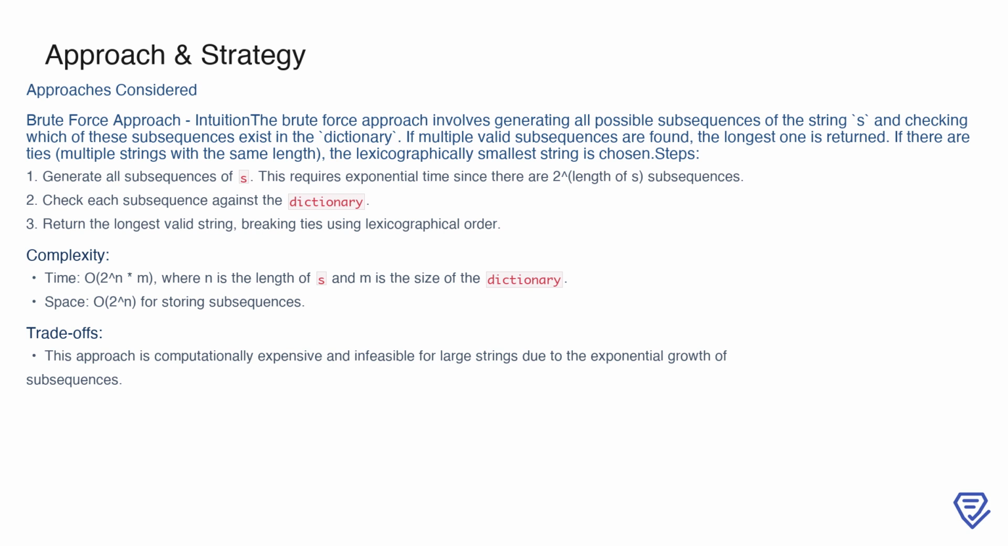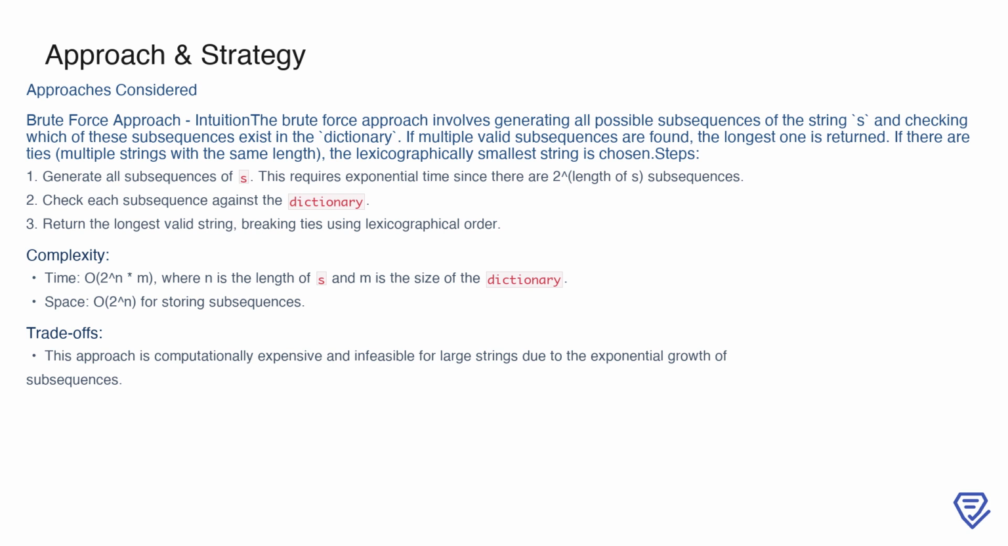The steps are straightforward. First, generate the subsequences of S, which involves exponential time complexity since there are 2 raised to the power of the length of S subsequences. Next, we check each of these subsequences against the dictionary to filter out valid ones. Finally, we pick the longest valid string, resolving any ties lexicographically.